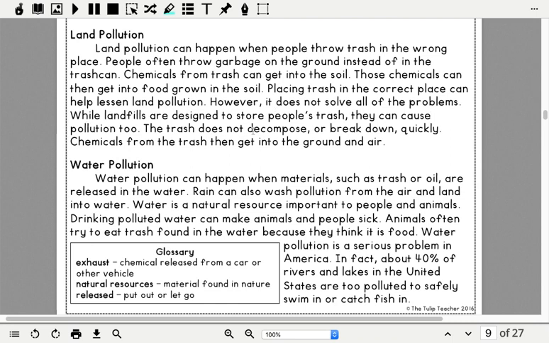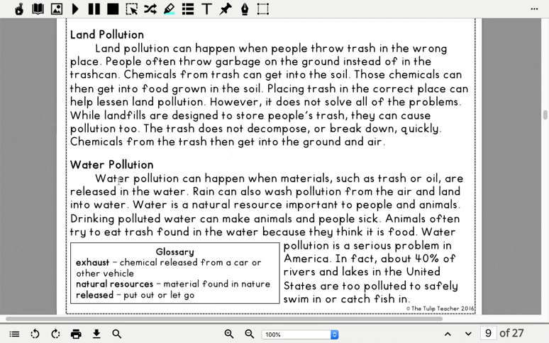While landfills are designed to store people's trash, they can cause pollution too. The trash does not decompose or break down quickly. Chemicals from the trash then get into the ground and air.